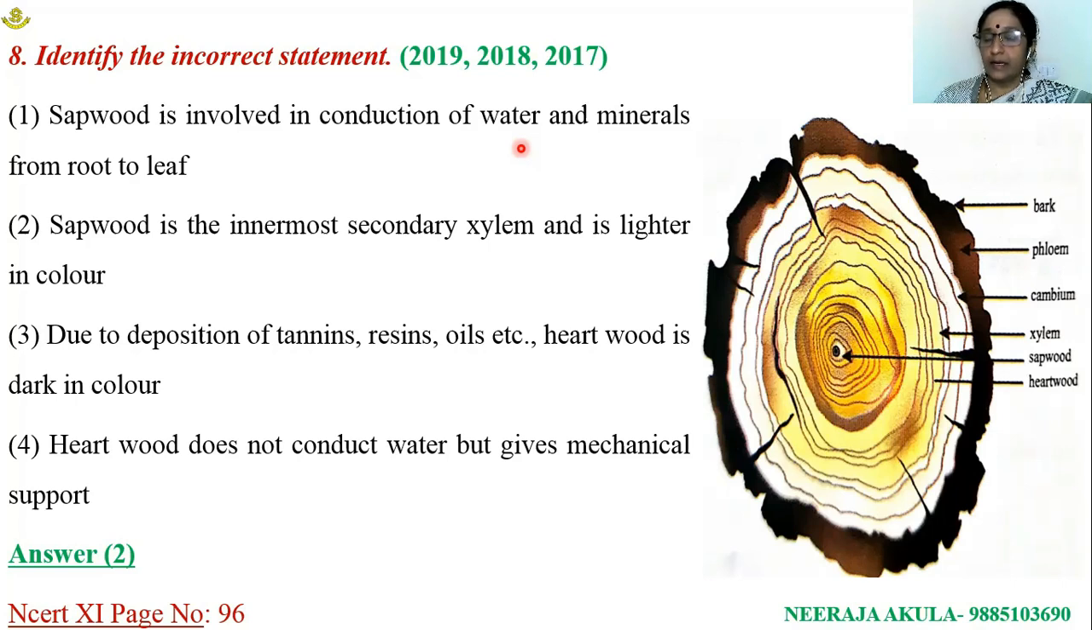Heartwood is dark in color, and it is mainly due to the deposition of different types of organic substances like tannins, resins, and essential oils. And it is located at the center. Sapwood is located towards the peripheral region, and it is also associated with the deposition of these different types of organic substances, but in less quantity. Sapwood is involved in the conduction of water and minerals from root to leaf.